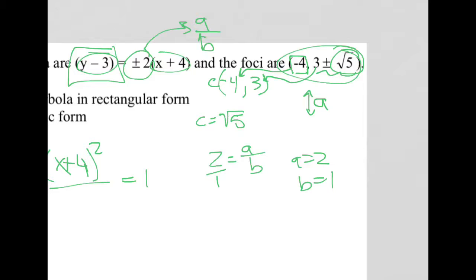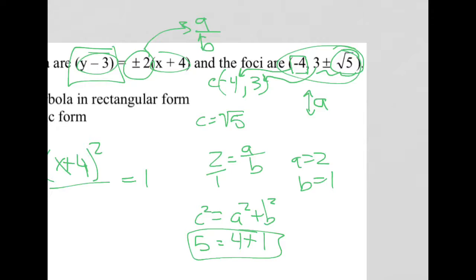And this is a hyperbola, which means we need to have c squared equals a squared plus b squared. Again, note it's different than that of an ellipse. But c squared equals a squared plus b squared. So let's see if that works. Well, we know c is the square root of 5, so c squared is 5 equals a squared, 2 squared is 4, plus b squared, 1 squared is 1. So 5 is indeed equal to 4 plus 1, which tells me that that was the correct value of a and b. But remember, it could be any common multiple thereof.